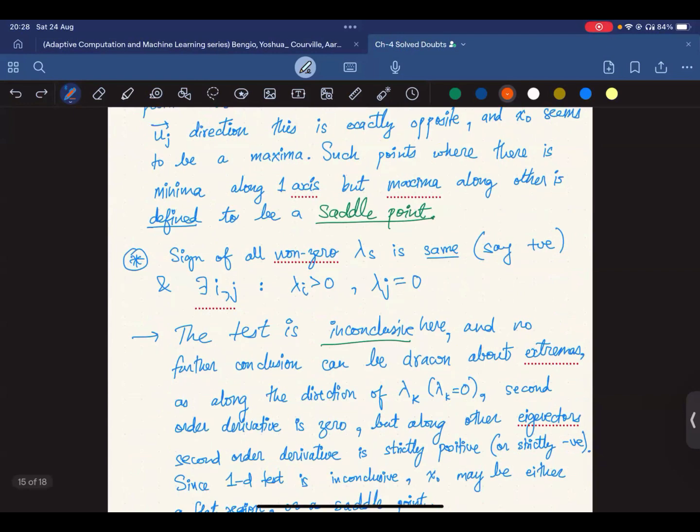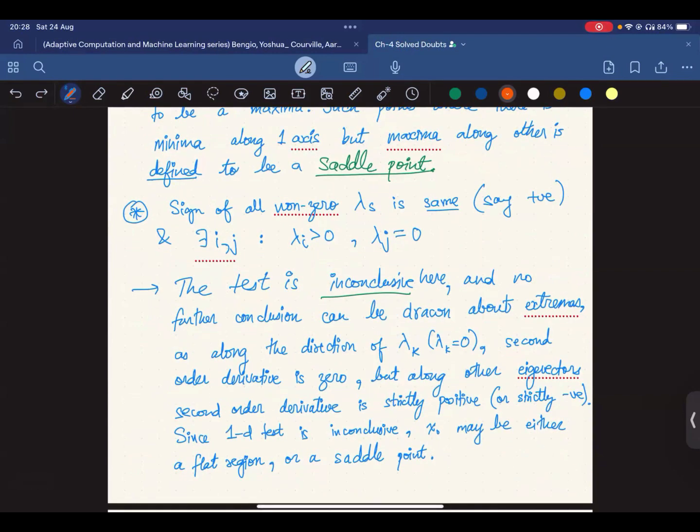Now if some of the eigenvalues have the same sign, that is either negative or positive, and the rest of the eigenvalues are 0, then the test is inconclusive, because whenever the eigenvalue is 0, the directional derivative corresponding to that direction will be 0. So in that direction it will be inconclusive, and in all the other directions it will be either strictly positive or strictly negative. So this can come out to be a saddle point or a flat point as well.